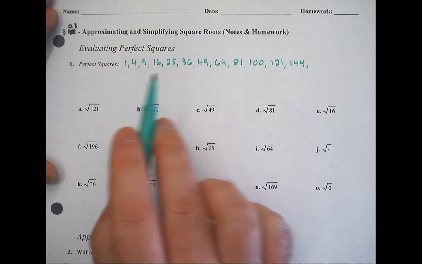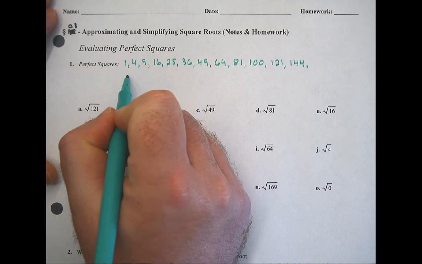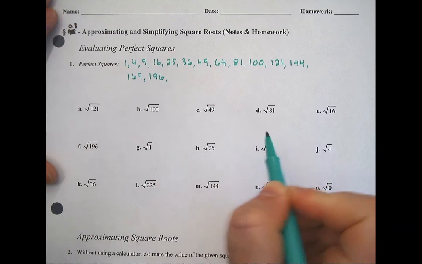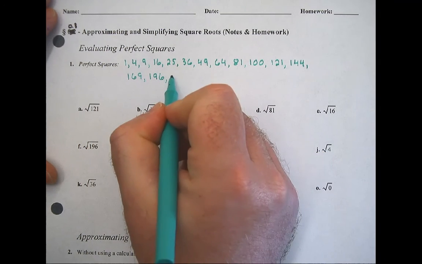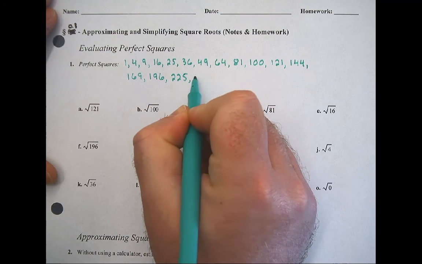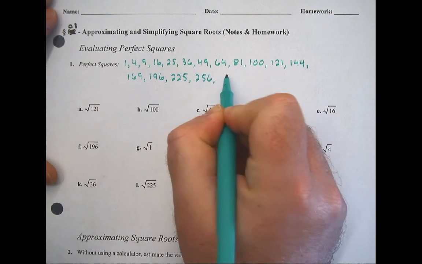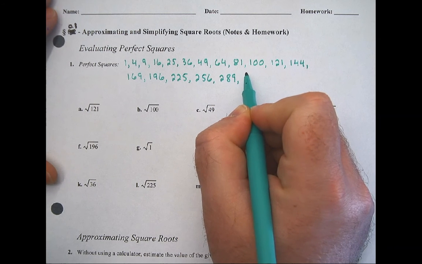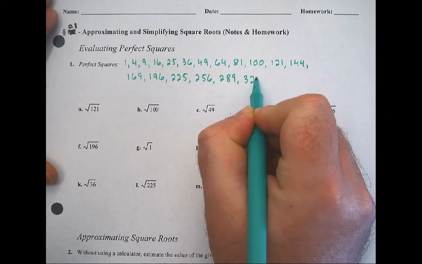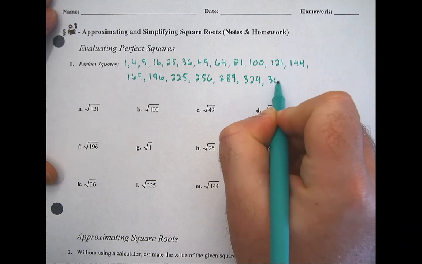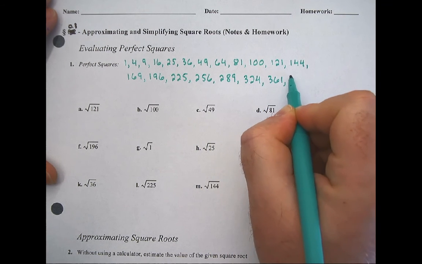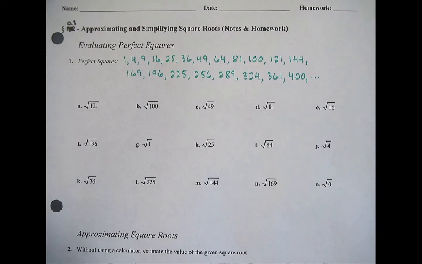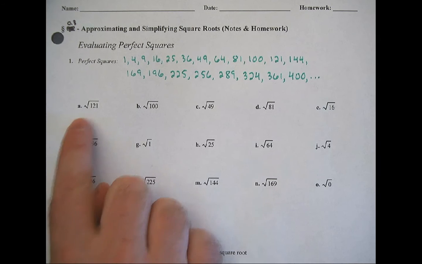Okay, so the next two I remember because they have the same numbers. 13 squared is 169, then it turns into 196 for 14 squared. 15 squared is 225. 16 squared is 256. 17 squared is 289. 18 squared is 324. 19 squared is 361. And then everybody should get 20 squared. It's 400.